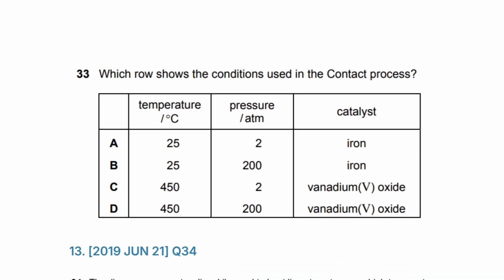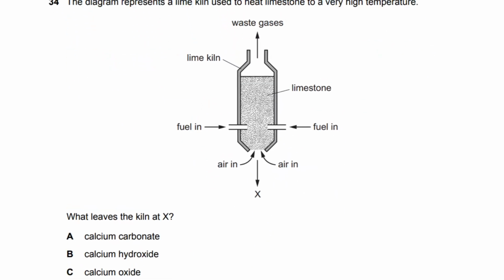Which row shows the conditions used for the contact process? The temperature is 450 degrees Celsius. Now, the examiner says a lot of candidates couldn't distinguish between C and D. You need to understand that the pressure used in the contact process is 2 atmospheres, not 200. 200 is used in the Haber process. Please. And the catalyst obviously is vanadium pentoxide, it's not iron.